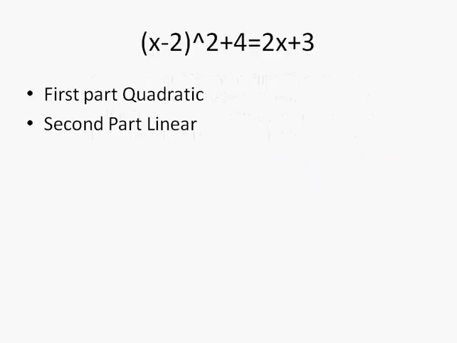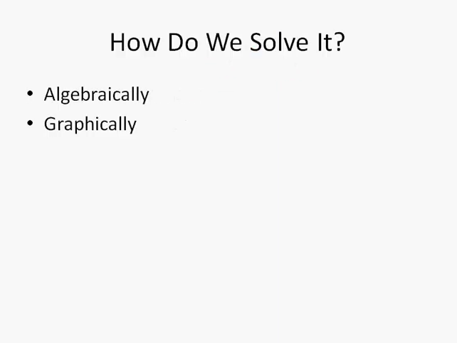Alright, so breaking down the equation at first, you can see that the first part is a quadratic and the second part is a linear, and the quadratic is in vertex form and the linear is in y = mx + b form. Now how do we solve it? There are two different ways we can solve it, and that's algebraically and graphically.